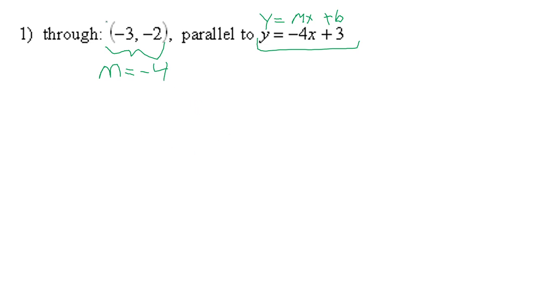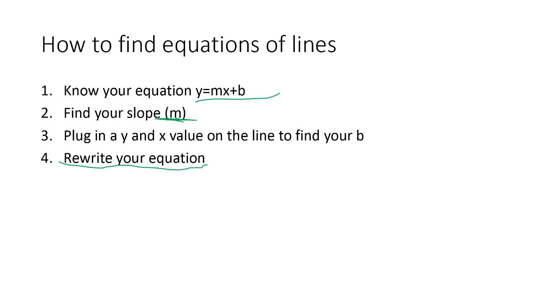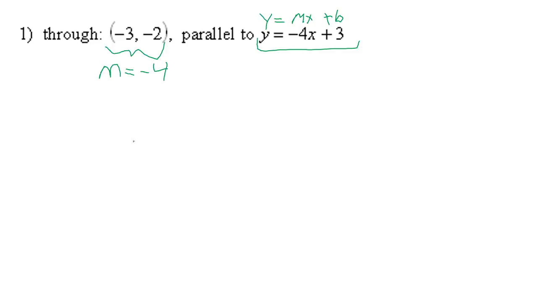Now that we have the slope, if we think back to our order of how we do things, we know our equation is y equals mx plus b. We found our slope. Now to find our line, we just have to plug in our y and x values. So we're going to say y equals mx plus b. So -2 equals -4, which is our m, times our x, which is -3, plus b. And then just like we did yesterday, just like we did for the warm-up, from here we solve for b.